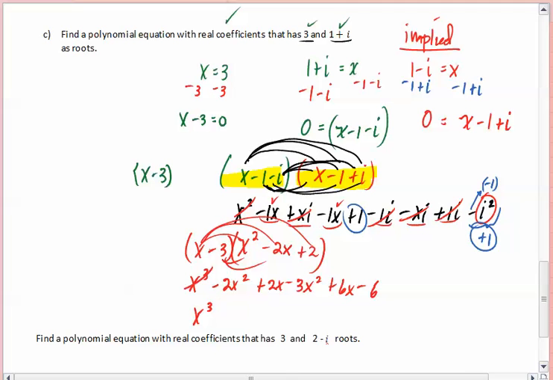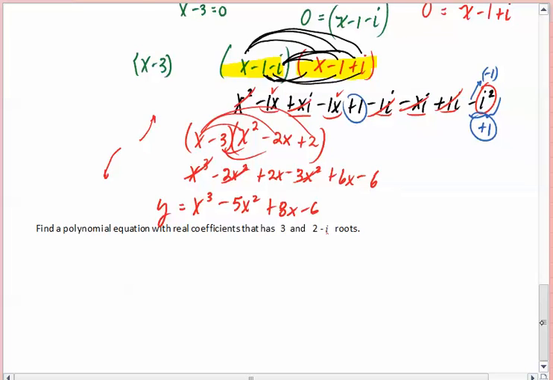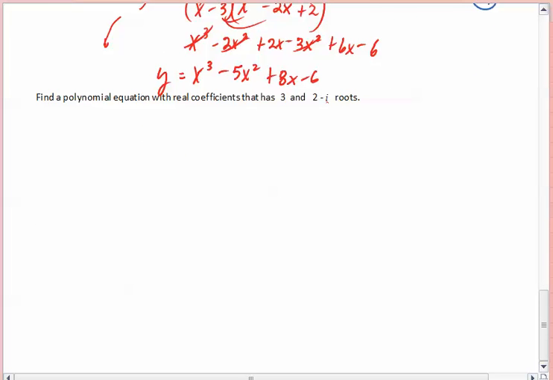We've got that. I've got minus 5x squared. I've got plus 8x, and I have minus 6. And that, folks, is my polynomial. And the roots are 3, and then 1 plus i and 1 minus i. So, if I were to graph that, we would know that the end behavior does this. It has one real root going through at the 3, and then the other two are just imaginary. Okay? Let's take a look at one more.